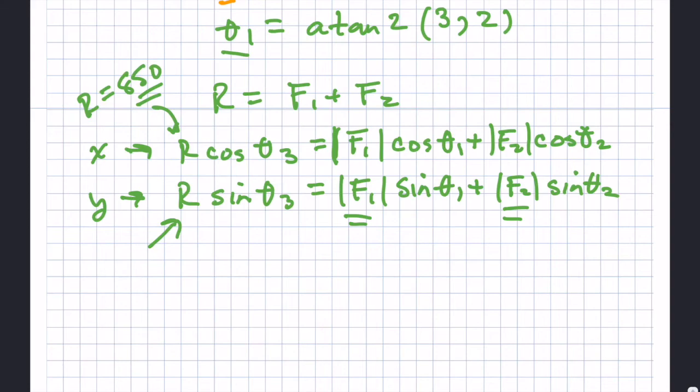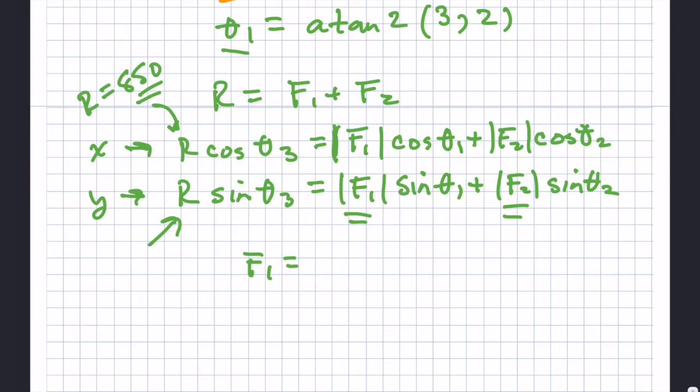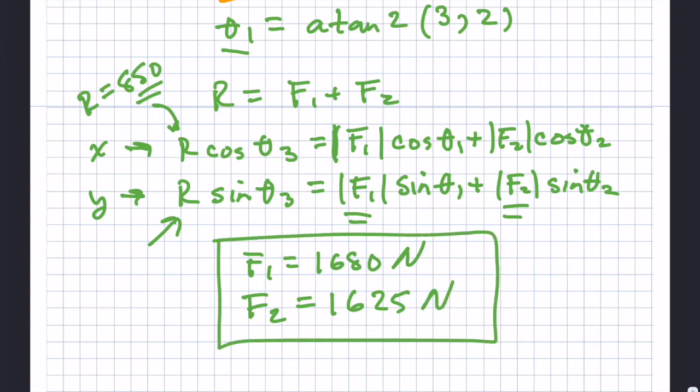Remember, I changed the problem from what I assigned in the homework. When I do that, I get the solutions: the magnitude of F1 is 1,680. I think this was newtons. And F2 is 1,625. Hopefully that will help.